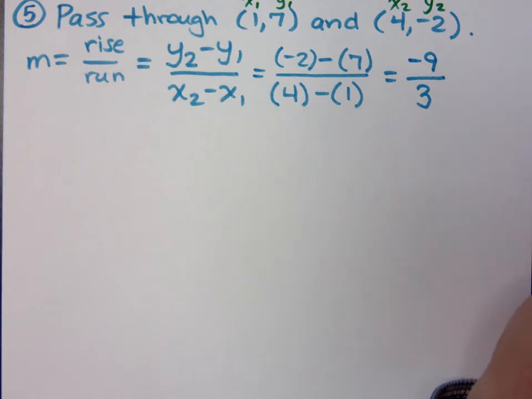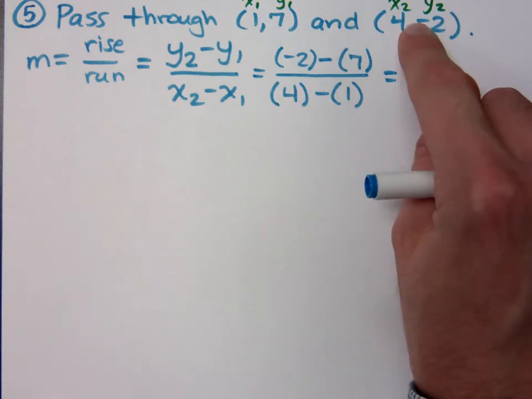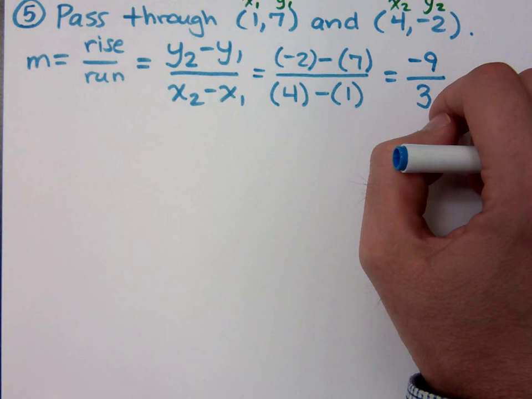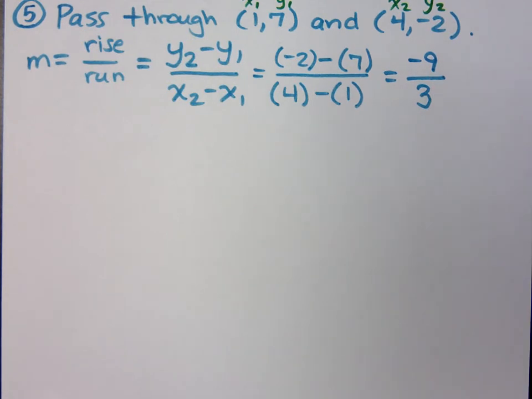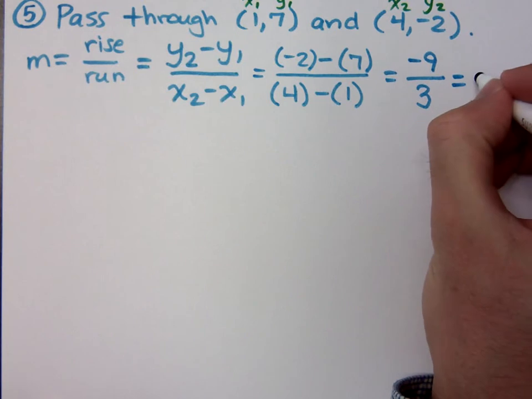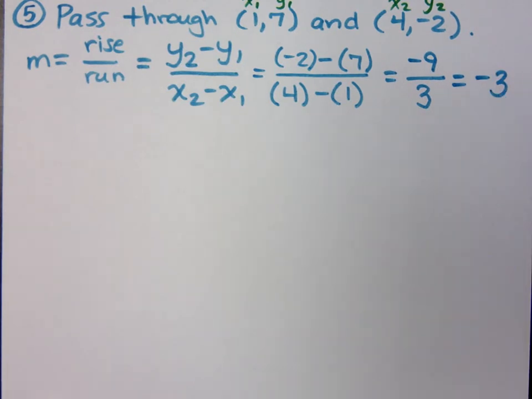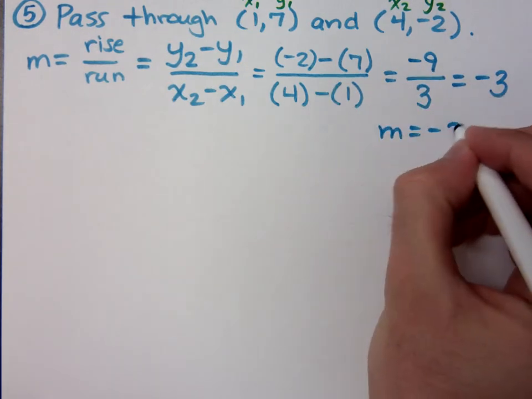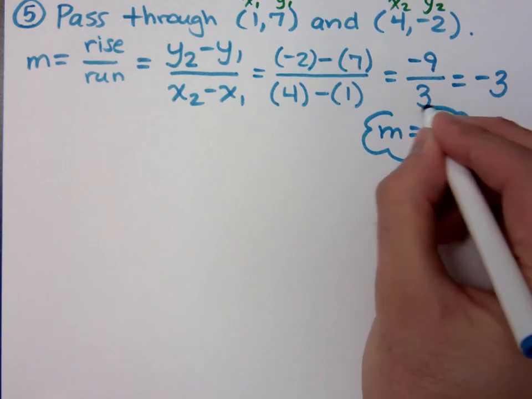Had you labeled your points differently, if you said this was the second point and this was the first, you would have had the same numbers. It would have been positive 9 over negative 3, but when you do the division, you would still get negative 3 when you finish this, right? So we're saying that my slope is equal to negative 3. Now, this is not my answer, but it's part of my answer.